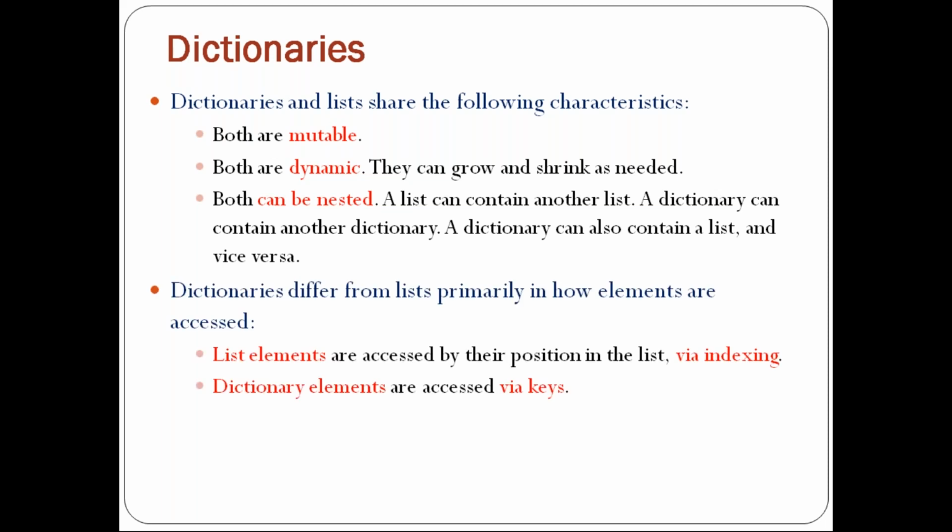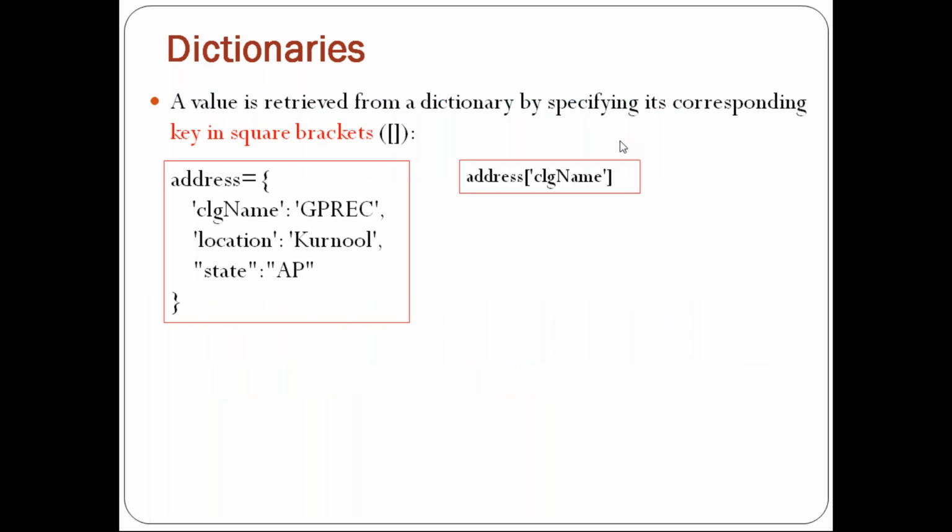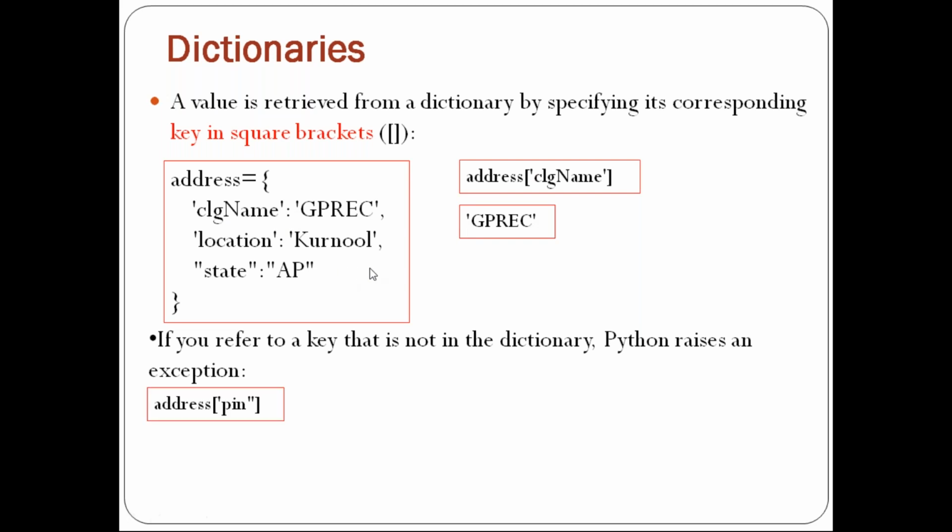When you see the differences between list and dictionary, list elements are accessed by position, I mean based on the indexes, whereas dictionary elements are accessed based on the keys. Instead of using indices, keys are used for fetching the values. In order to access the college name, I will use the college name key, so that I get GPREC. If you refer to a key which is not available in the dictionary, you will get an error message.